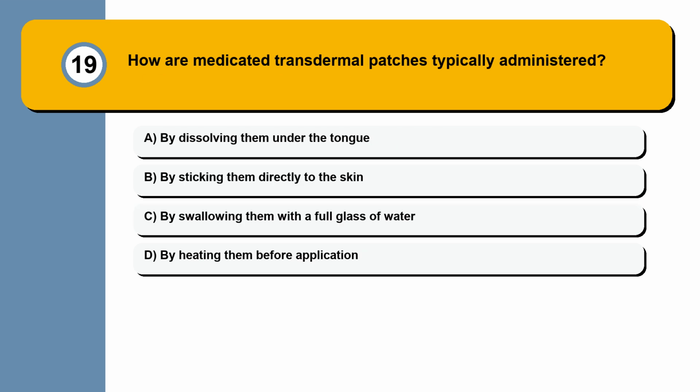Question 19. How are medicated transdermal patches typically administered? By dissolving them under the tongue. By sticking them directly to the skin. By swallowing them with a full glass of water. By heating them before application.